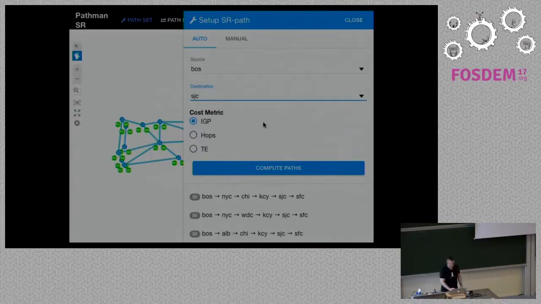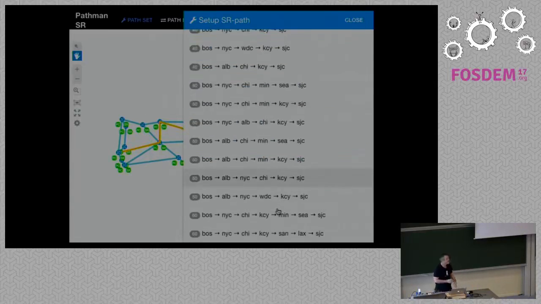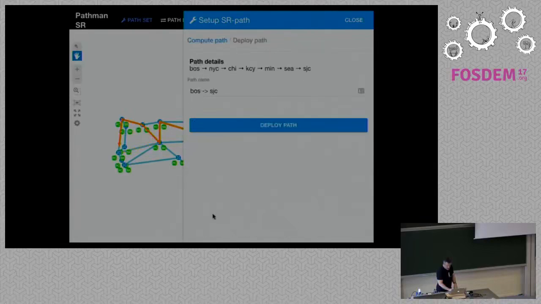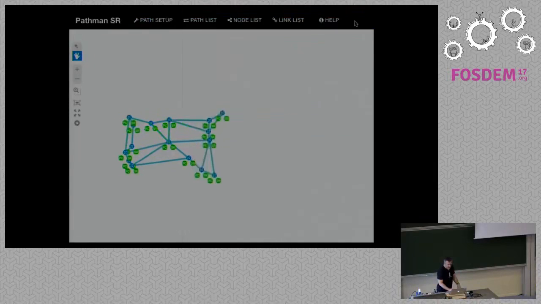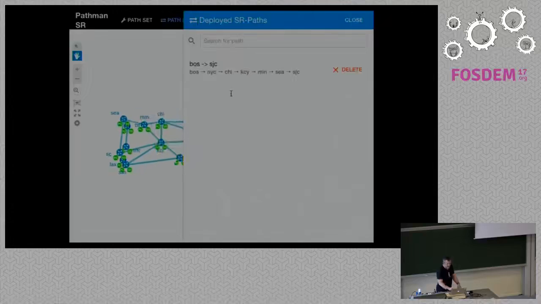What's sort of cute here with the algorithm is, so I do IGP metric and compute paths. So instead of Dijkstra getting a shortest path, this is Nijkstra, after my colleague Nicholas who wrote this, which gives you every possible path. So let's pick one that's probably fairly insane. Boston, New York, Chicago, Kansas City, Minneapolis, Seattle, San Jose. There you go, it's deployed. So now, if I list my paths, you can see that path in the network, and then I can just go in and delete it if I want.